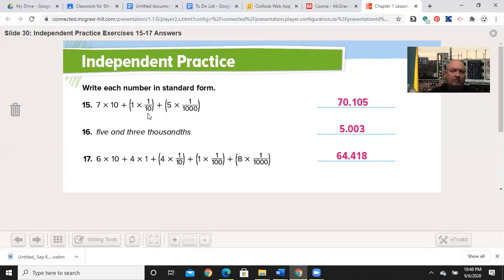Sorry, 0.105. I apologize. I skipped that there was a hundredth. So we have 1.05, 0.105. 5 and 3 thousandths. So we have 5 whole, and just the 3 thousandths. And then a 6 and a 4, decimal point 418. You notice when I made the mistake, I went a little fast. Mistakes do happen, but the more that you slow down and double check your answers, the more likely you are to get it correct.